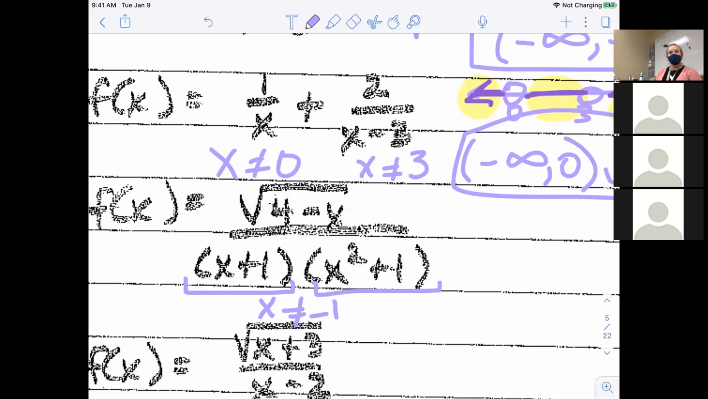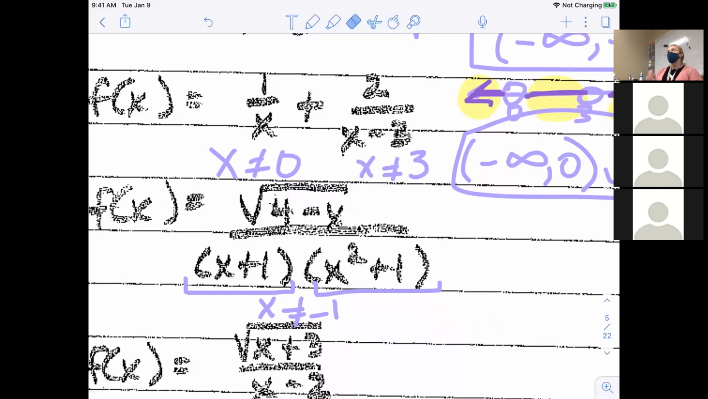If I was to set that equal to 0, I would get to a place where x squared equals negative 1. Well, what's the square root of negative 1? i. And is i a real number? No, it's by definition an imaginary number. I don't care about i's. There's nowhere on my graph to say this is where i is.